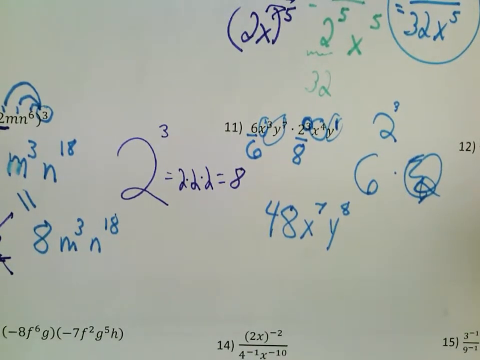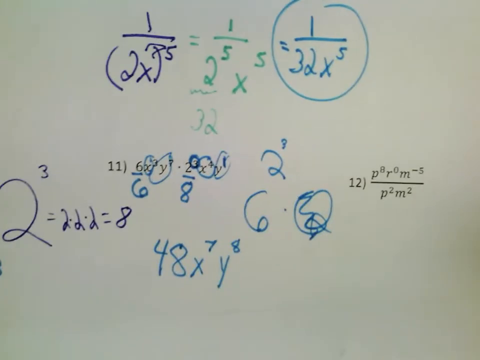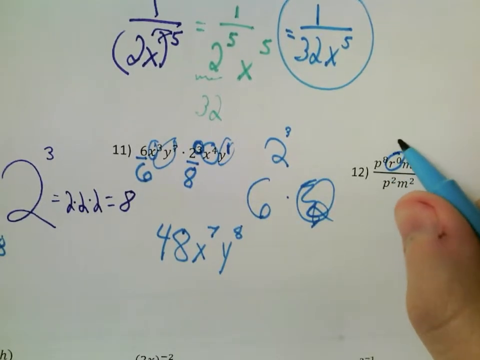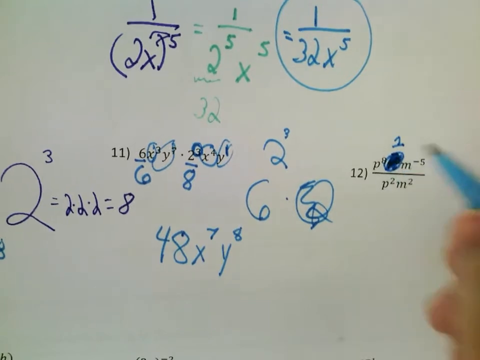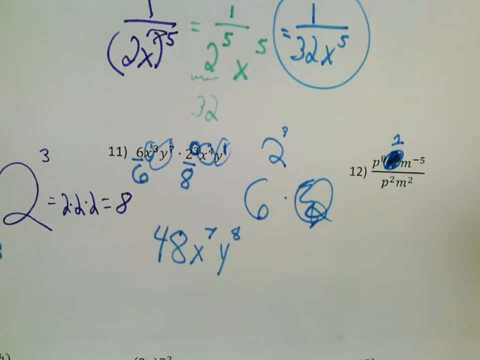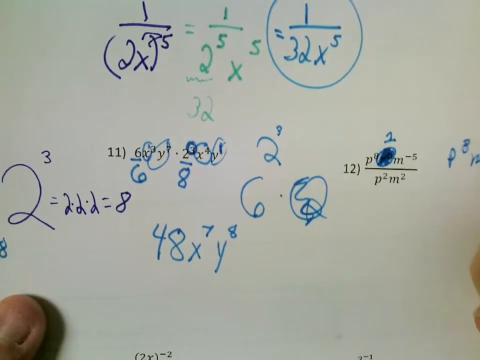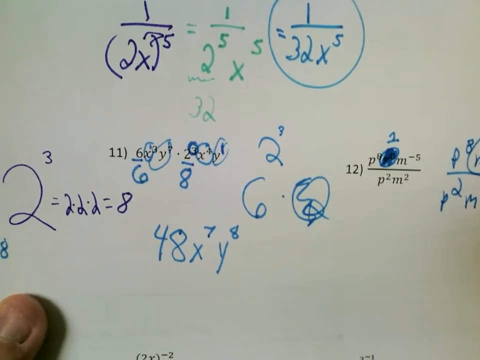Now, some are jumping around a little bit. Some problems that I want to draw your attention to. A reminder, for instance, this problem here, you have an r to the 0, which technically becomes a 1. And frequently we just scribble it out. It's not really going to make much of a difference whether it's a 1 or not. So you're still going to have a p to the 8th, m to the negative 5th, p squared, and m squared. This negative 5 then needs to move down.